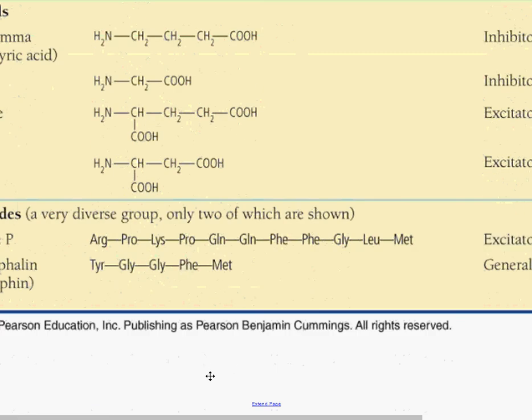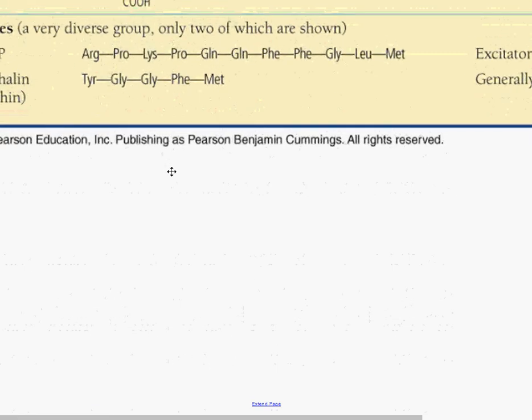A couple others that we'll look at here. Substance P is an excitatory neurotransmitter that deals with a pain stimulus. Endorphins, that's a big old name here, we're not that worried about it. Endorphins, these are substances like morphine and heroin that have long been used in the medical community to deal with pain.